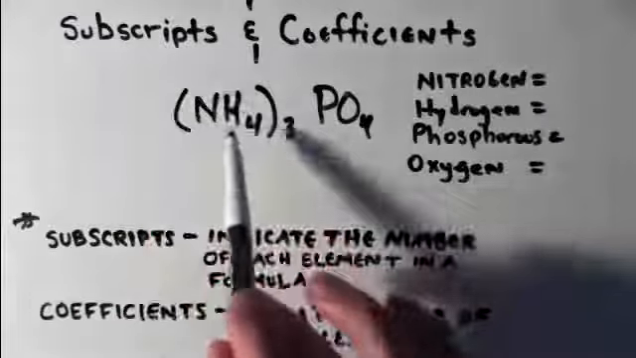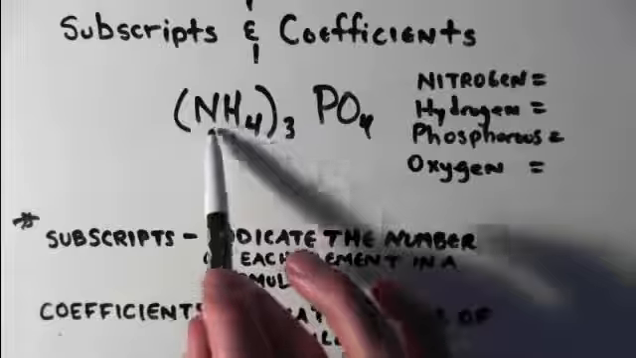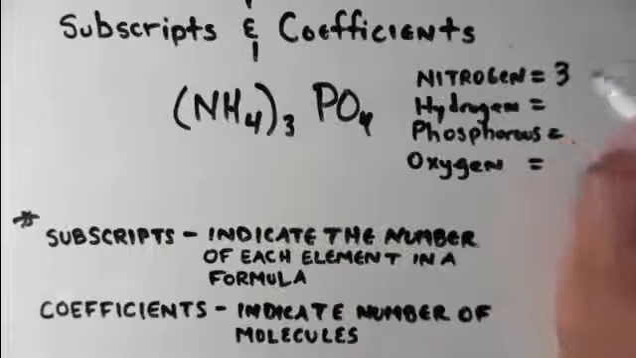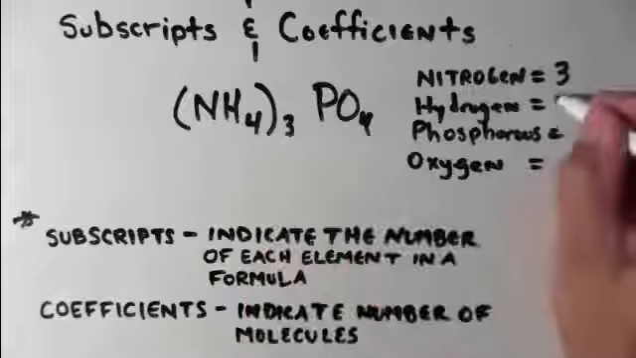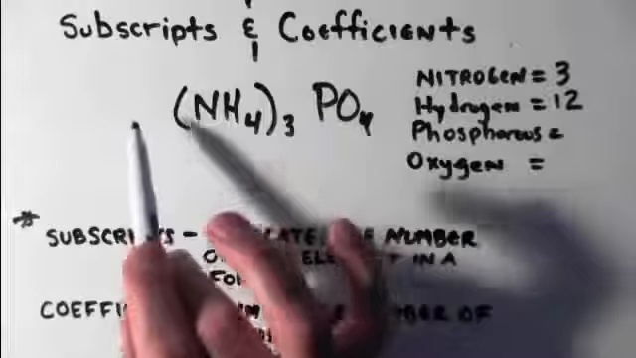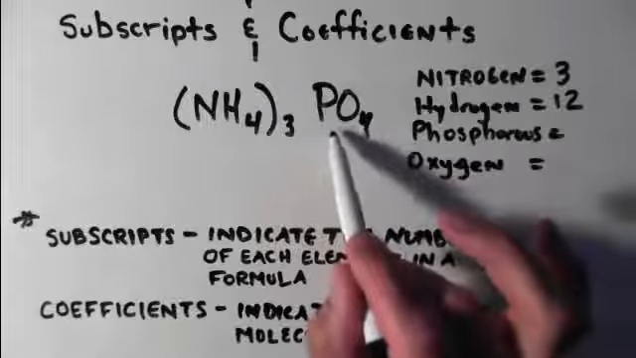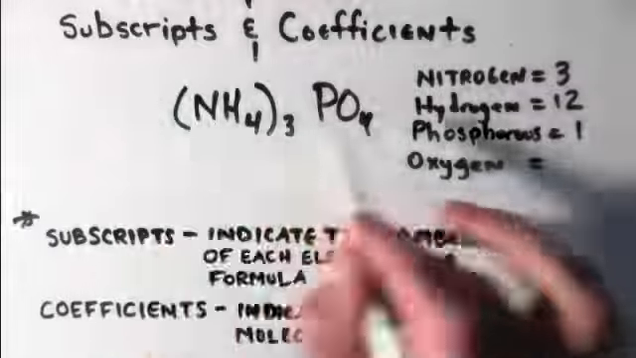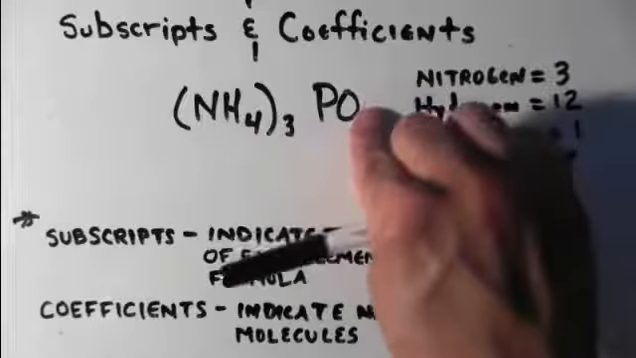We have a parenthesis with NH4 in it. The subscript for nitrogen is 1, so 1 times the subscript to the parenthesis is 3. I have a total of 3 nitrogen. For hydrogen, I have 4 times 3 is 12. Phosphorus, there's a coefficient of 1 in front of the molecule and a 1 for a subscript, so 1 times 1 is 1. Oxygen, 1 times 4 is 4. Let me make that a little more clear.